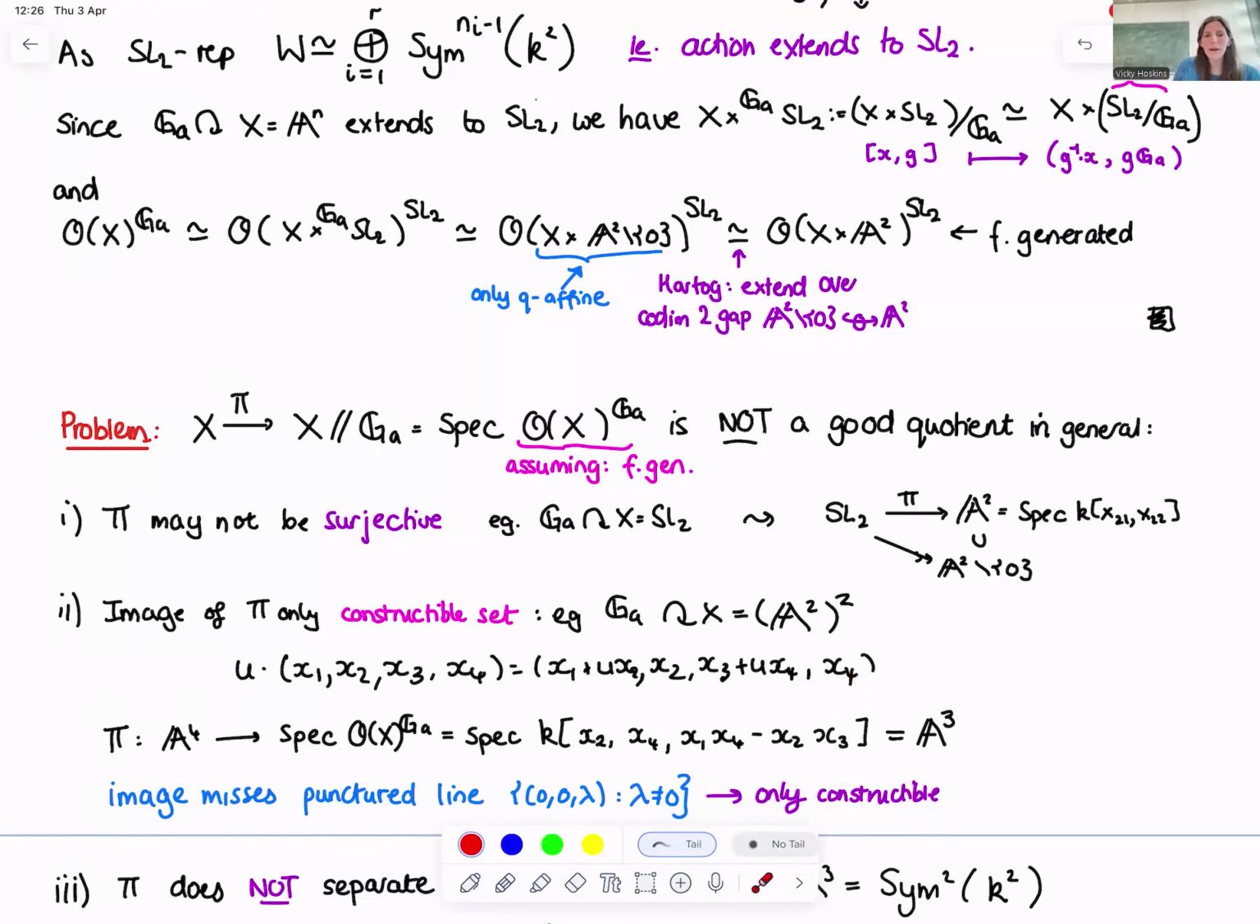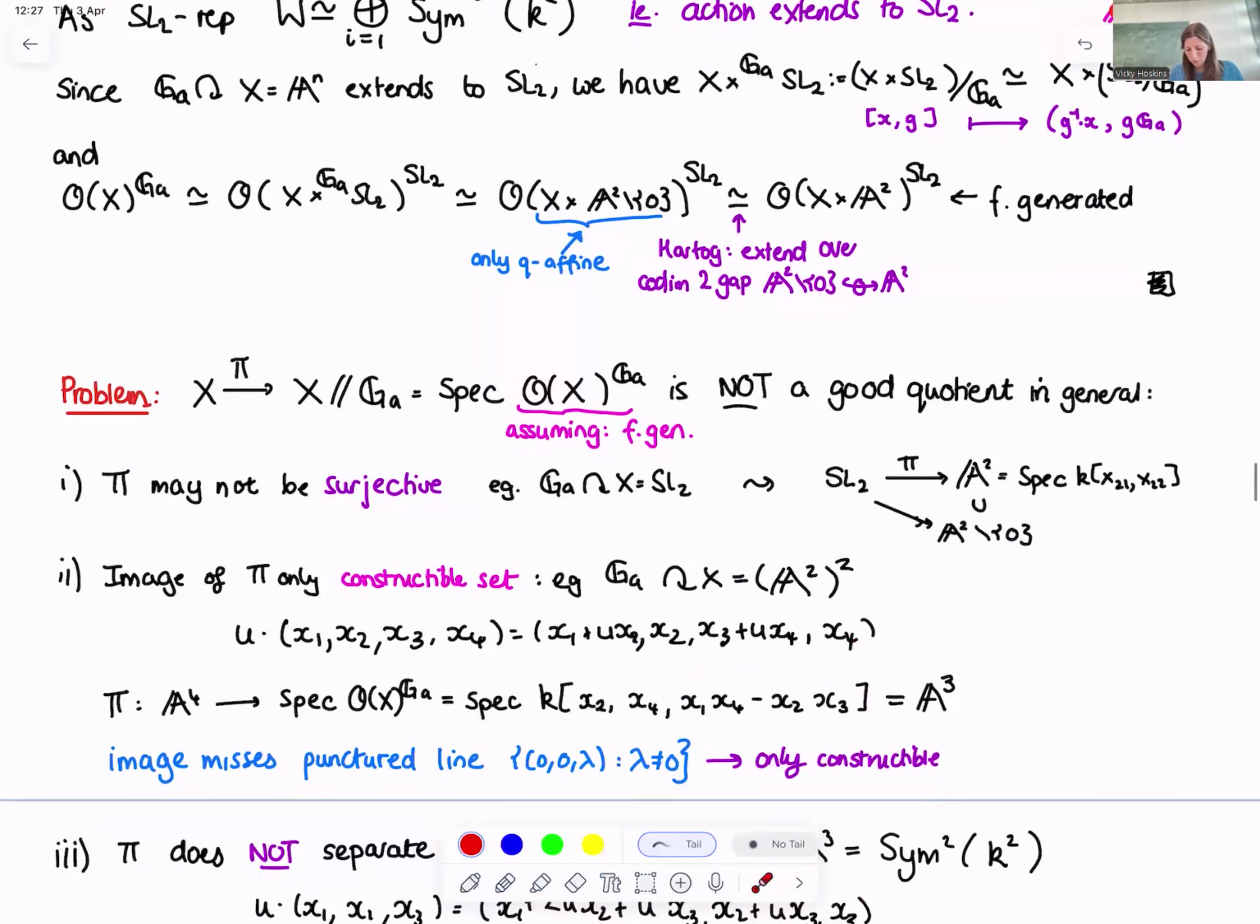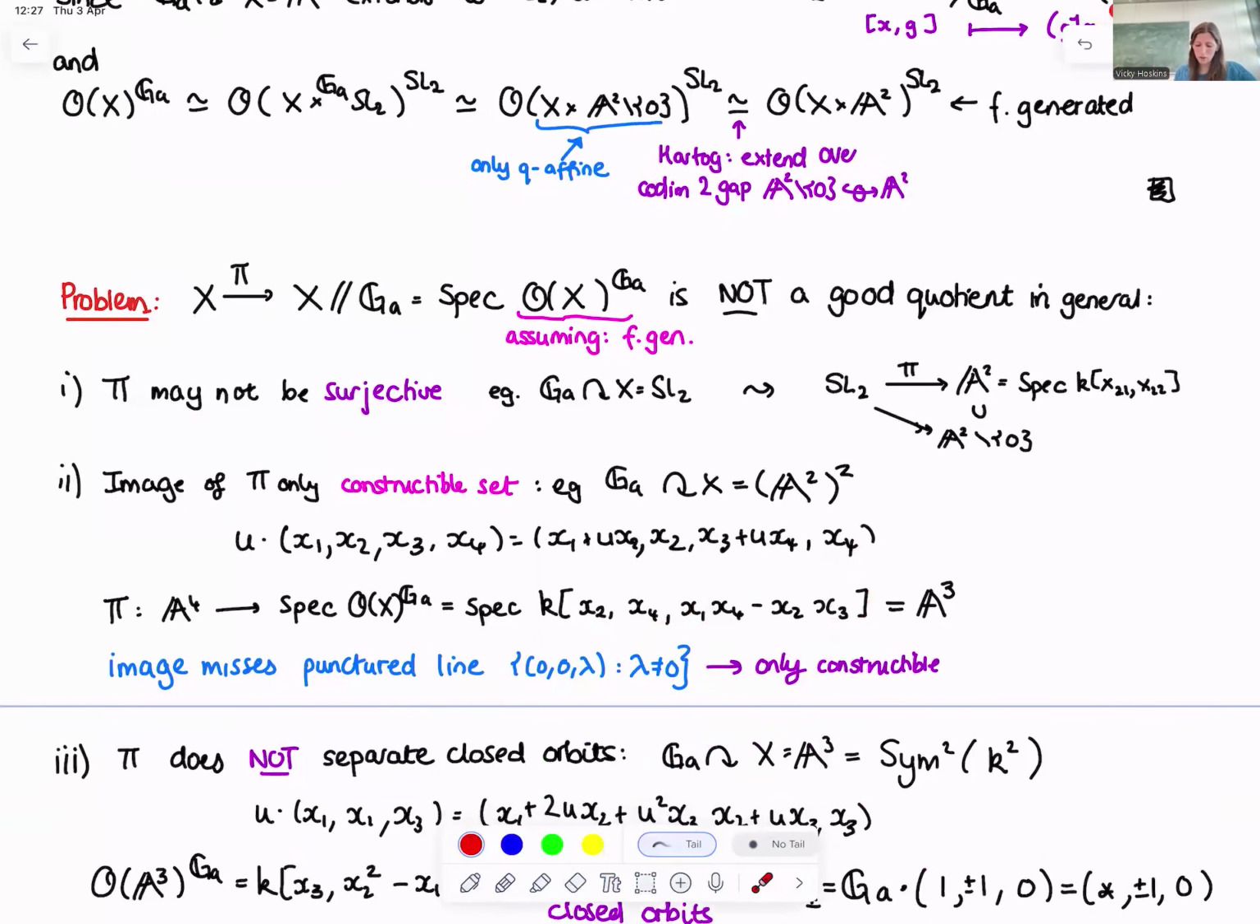And then you can ask, well, what are the invariant functions? Well, x2 and x4 are invariant functions, but then you also have this sort of determinantal one, which mixes the 2 different blocks. And so the GIT quotient, if you like, should be A^3. But then you can see that the image, of course, misses the punctured line. So if x2 is equal to 0 and x4 is equal to 0, then this is equal to 0. So it never lands on the punctured line where lambda is non-zero, but the first 2 coordinates are 0. And so you only have a constructible set. So this is also not great.